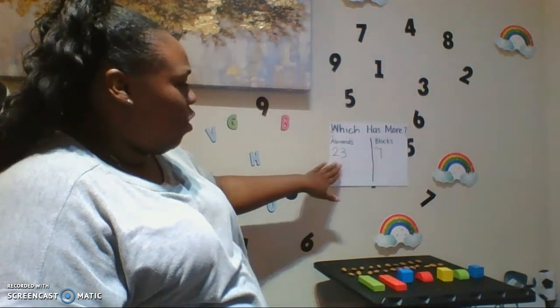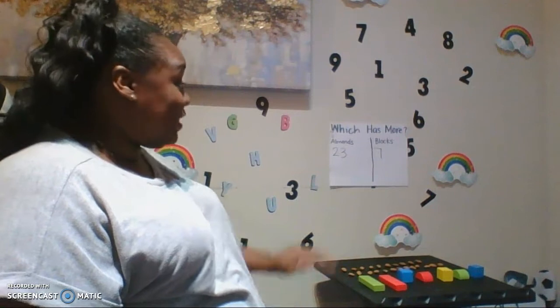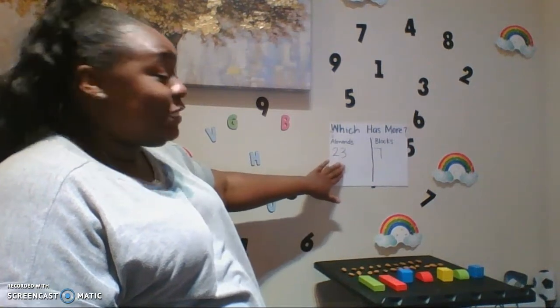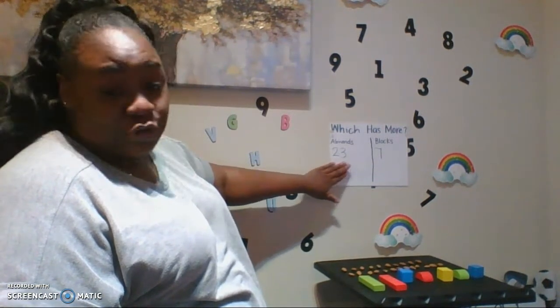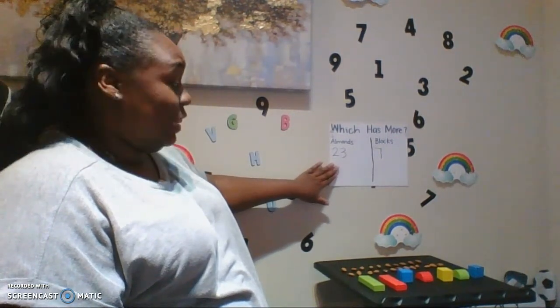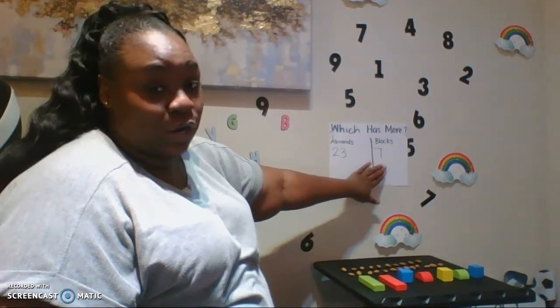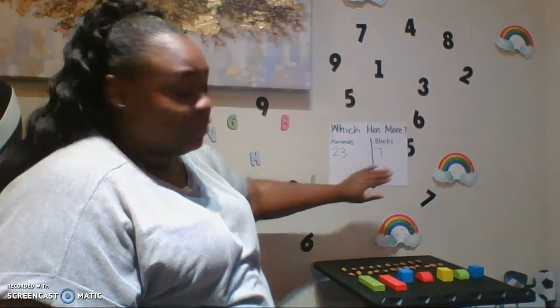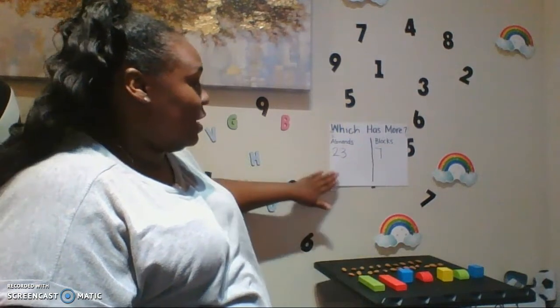Which item did we have more of, friends? Were there more almonds or more blocks? Yes, we had more almonds. 23 is a larger number than 7. So that means we have more almonds and we have fewer blocks. We have more almonds, fewer blocks. 23 is larger than 7, or more than 7. So thank you for helping me count our blocks, and we talked about more and fewer.